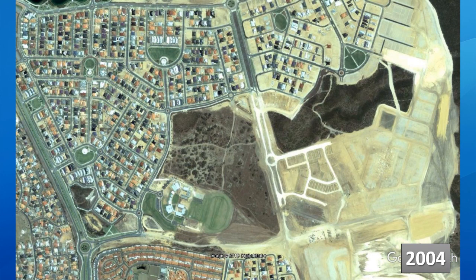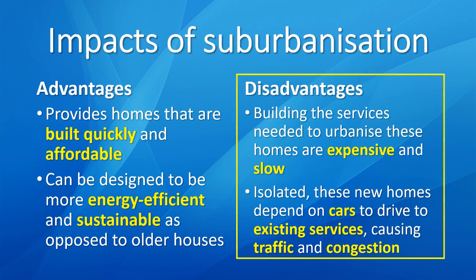This is a major advantage. So we can suburbanize, and we know that in a matter of 2 years, we can provide a lot of homes for these people. So that is an advantage of suburbanization. One of the disadvantages is that building the services needed to urbanize these areas is both expensive and slow.